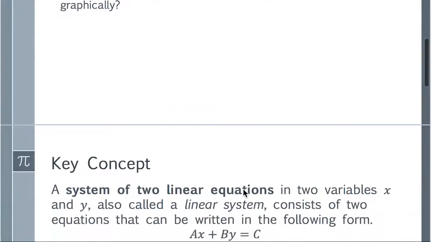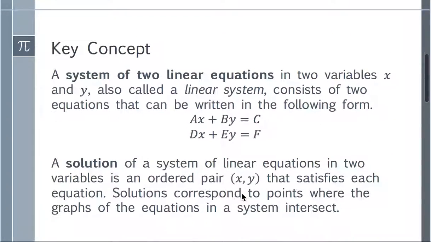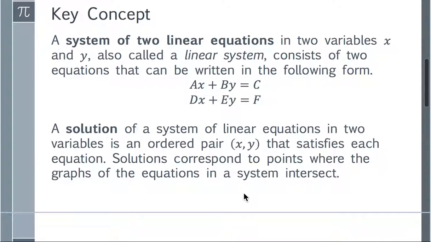So our key concept: what is a system of linear equations? Well, today we're going to talk about a system of linear equations in 2 variables, x and y. We also call it just a linear system. And it consists of equations that could be written in the form of ax plus by equals c and dx plus ey equals f.